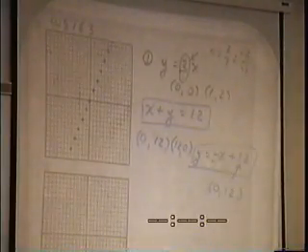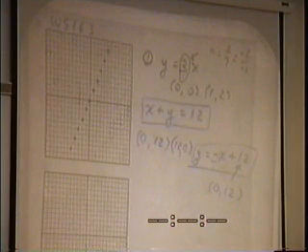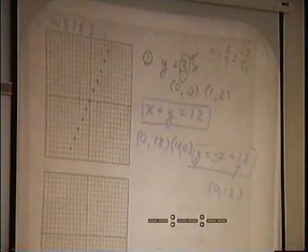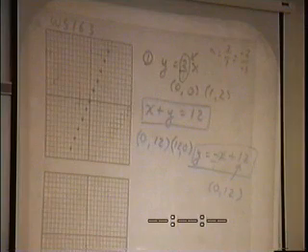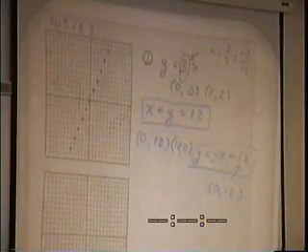Now what's really interesting about this one in particular is that you can pick any two numbers to have a sum of 12. 1 and 11, 10 and 2, 9 and 3, 8 and 4, 5 and 7, 6 and 6. All of those points will make that equation true.